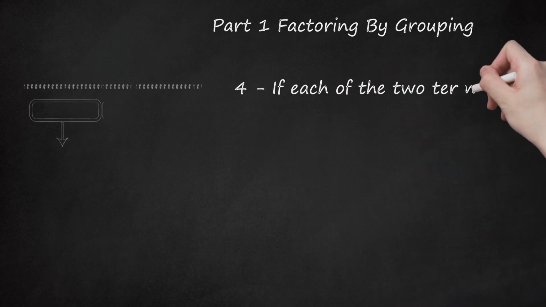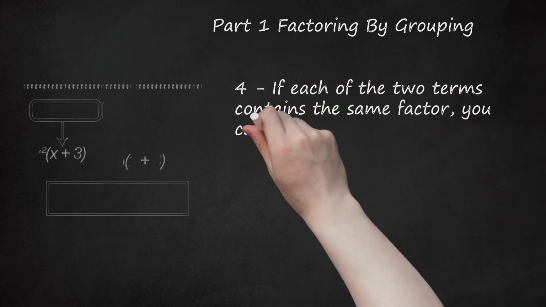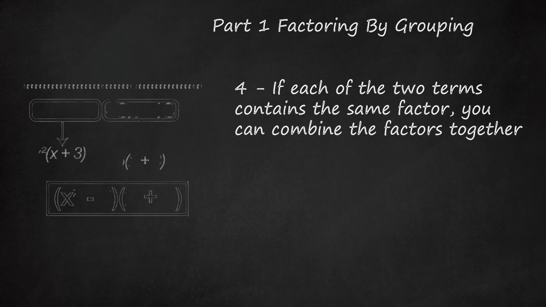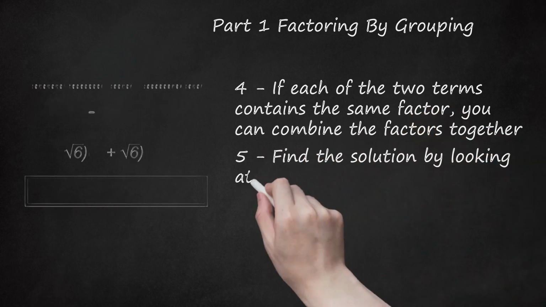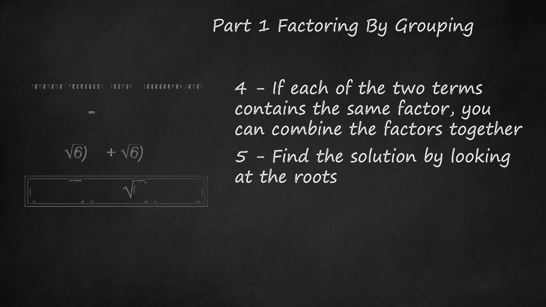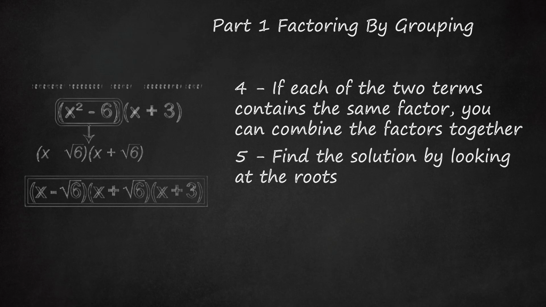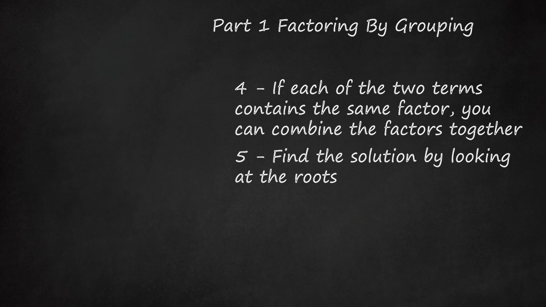4. If each of the two terms contains the same factor, you can combine the factors together. This gives you (x + 3)(x² + 6). 5. Find the solution by looking at the roots. If you have an x² in your roots, remember that both negative and positive numbers fulfill that equation. The solutions are -3, square root of -6 and negative square root of -6.